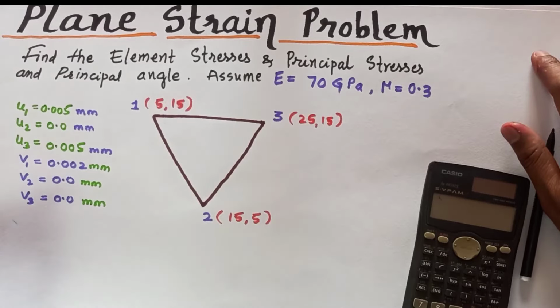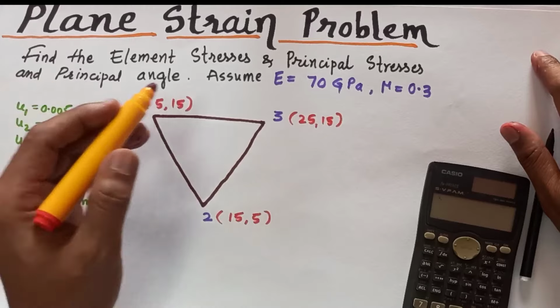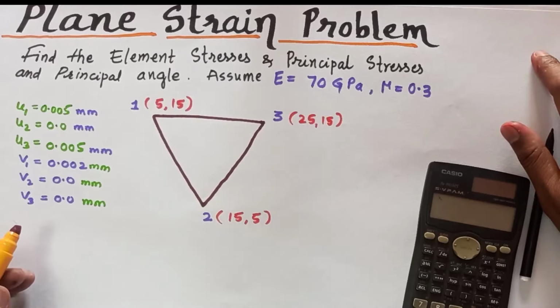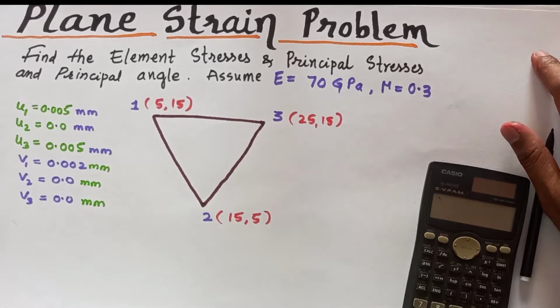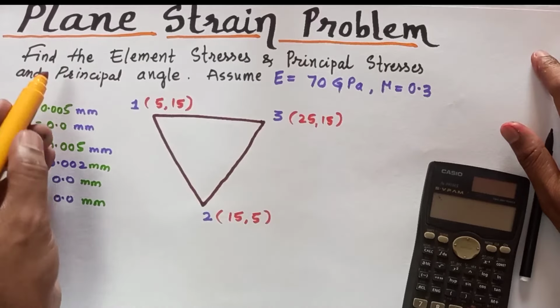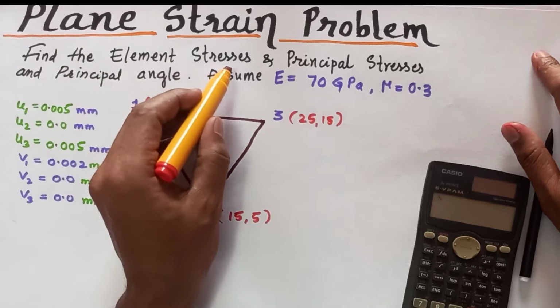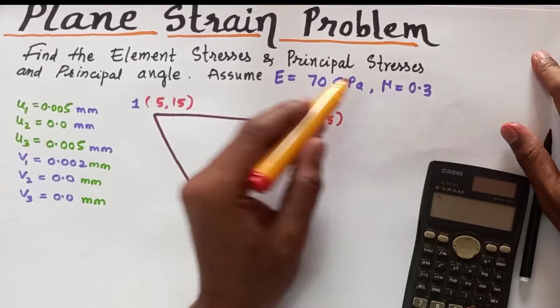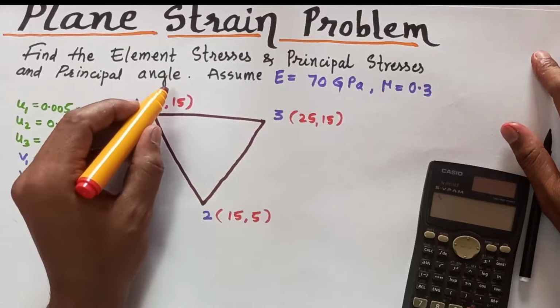So in today's class I am going to solve a problem on plane strain. It is a two-dimensional vector variable problem. In this question you need to find the element stresses, principal stresses, and also the principal angle.